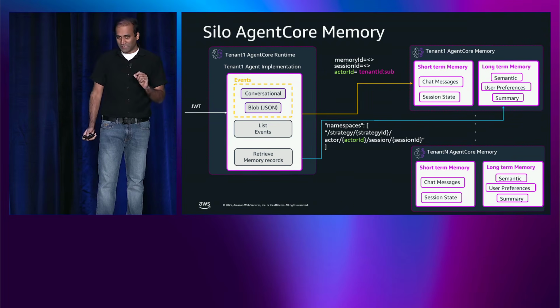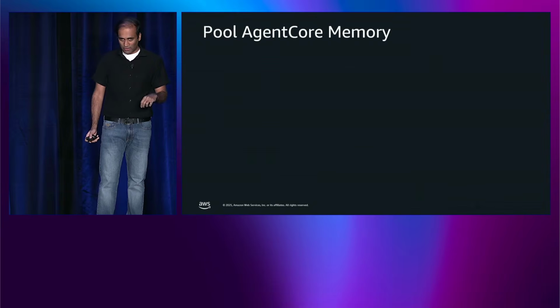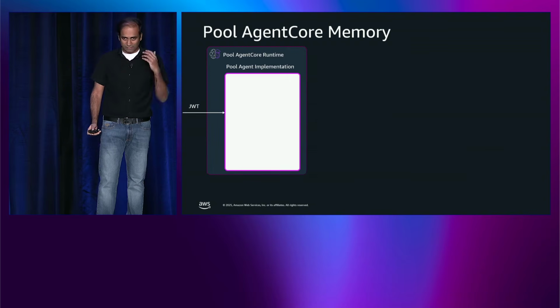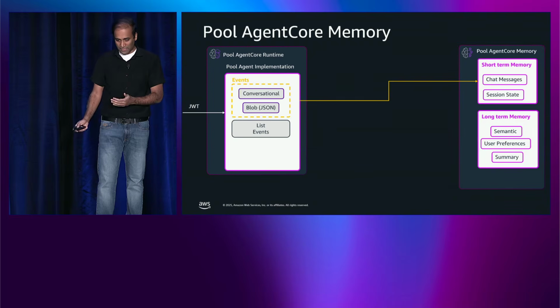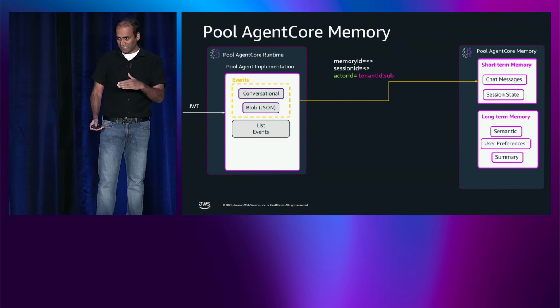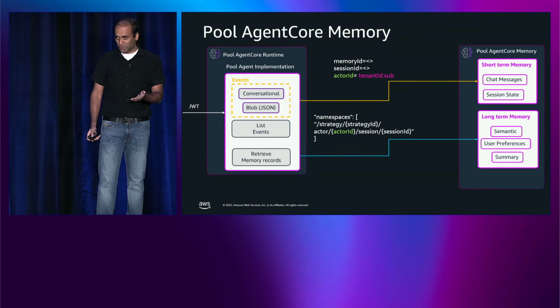But this convention comes in handy when you move to the pool model, where you are creating a pool agent in a pool runtime environment, which is interacting with a pool memory that is shared across multiple tenants. Now, when this agent is trying to reach out to the short-term memory, it uses this convention where you're partitioning the data by tenant user. And similarly, when you're interacting with the long-term memory, you could use this namespace with that actor ID so that you're partitioned for each tenant user.